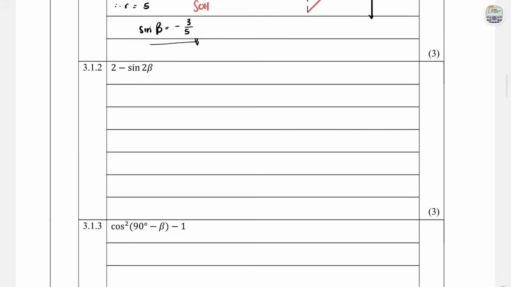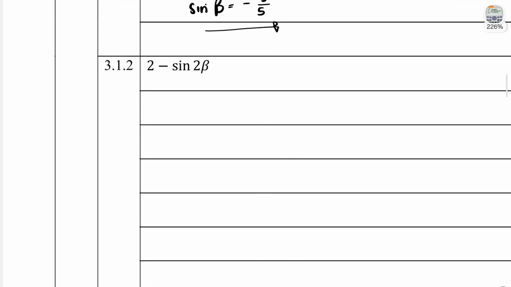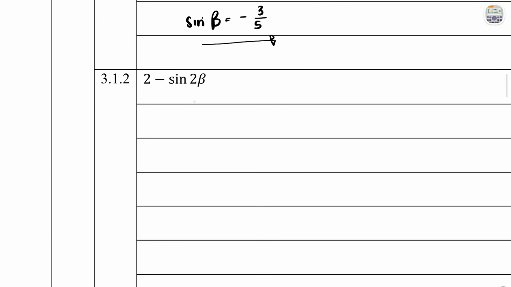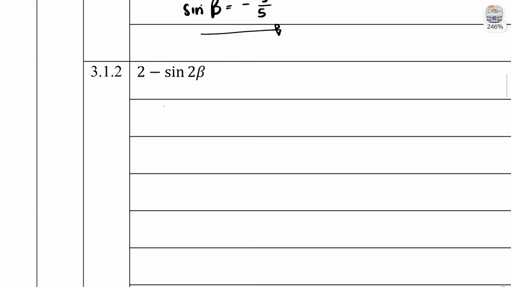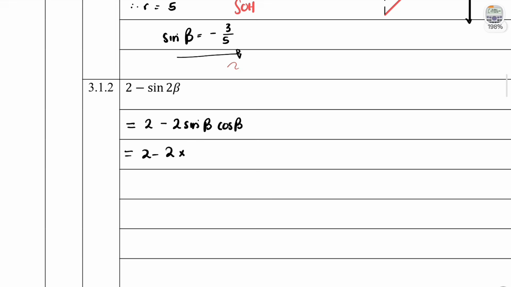Moving on to the next question. The next question, 3.1.2, says we need to find the value of 2 minus sine 2 beta. Okay, so this is 2 minus, and we can expand this using the double angle identity for sine 2 beta, which is 2 sine beta cos beta. Okay, so this is 2 minus 2 multiplied by sine beta. We just found that that was negative 3 over 5.